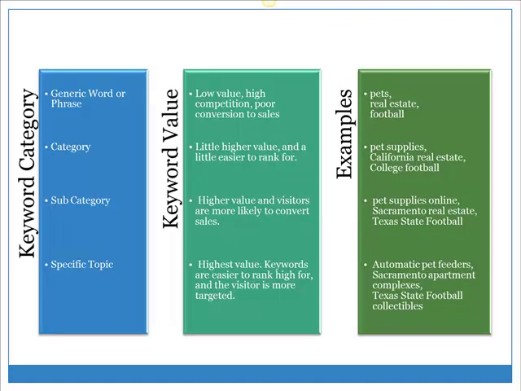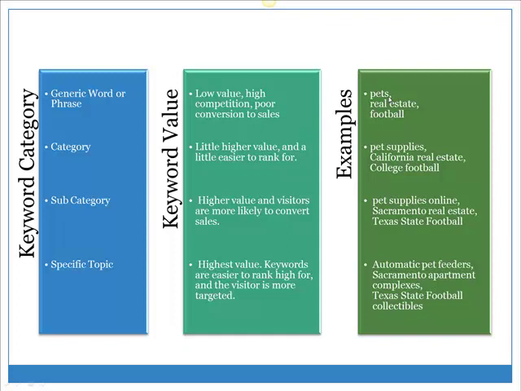All right, we're going to talk a little bit about keywords here in your search engine. First, we're going to start out with just a generic word or phrase. Basically, we're going to go from left to right, then down and left to right again, and then over to a keyword value. Generic words or phrases are going to be low value, high competition, poor conversion to sales. Remember, we're looking for conversions.